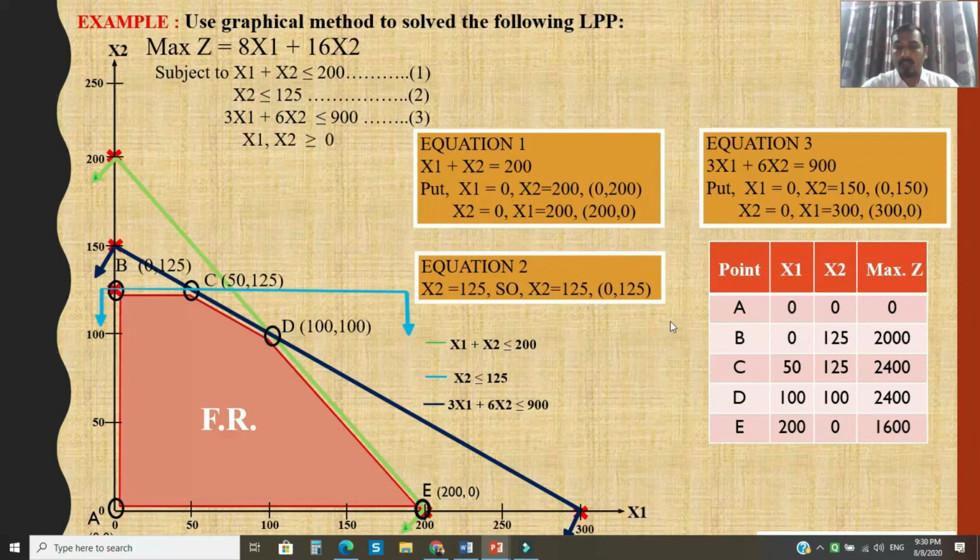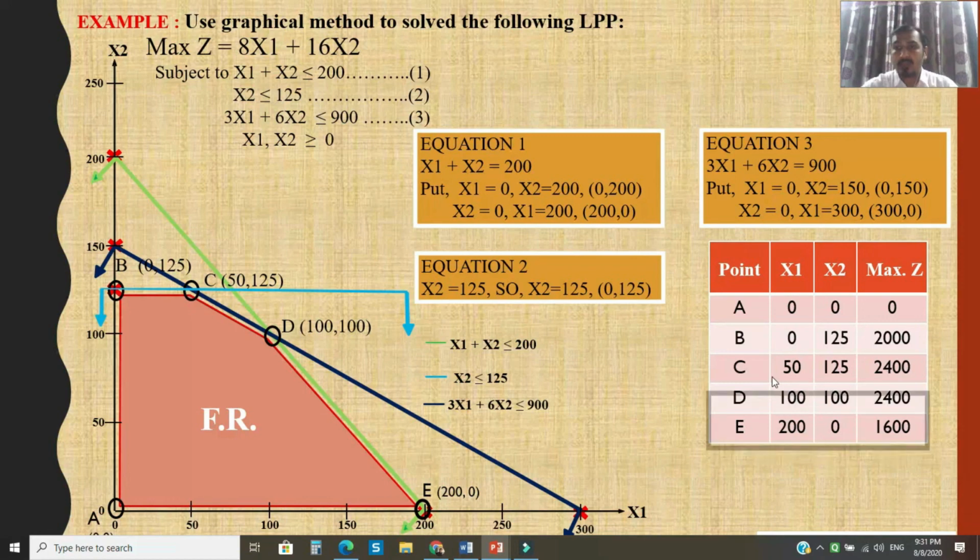Clear? So this is the simplest method to solve for the optimal solution. Now here we have to find the maximum value. Why the maximum value? Because here our objective function is maximize. So in that we have to find the maximum value. Here we can easily find that at point C and point D we get the same value.